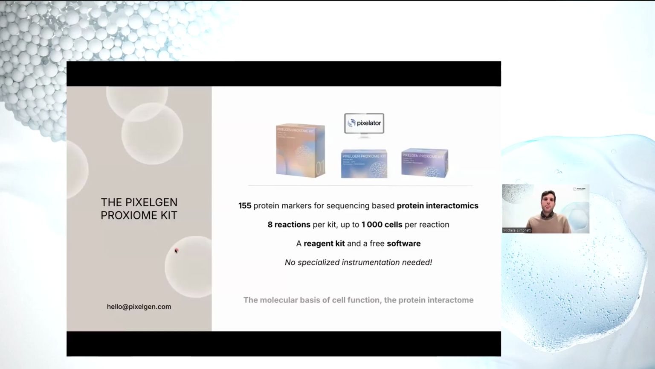So to recap, regarding the Pixagen Proxium kit, what we offer is 155 protein markers for sequencing-based protein interactomics. There are 8 reactions per kit, up to 1,000 cells per reaction. And what we offer is a sample prep kit and free software. As I already said during the presentation, it's very important to stress that no specialized instrumentation is needed.